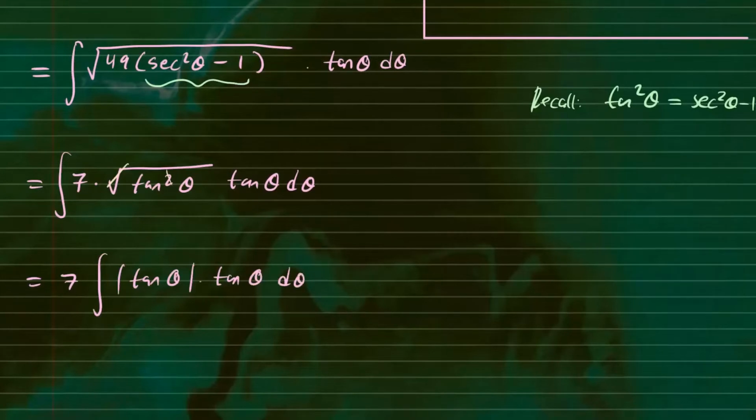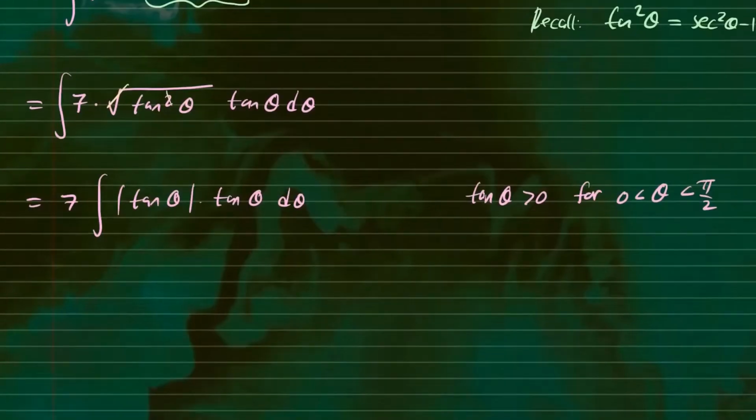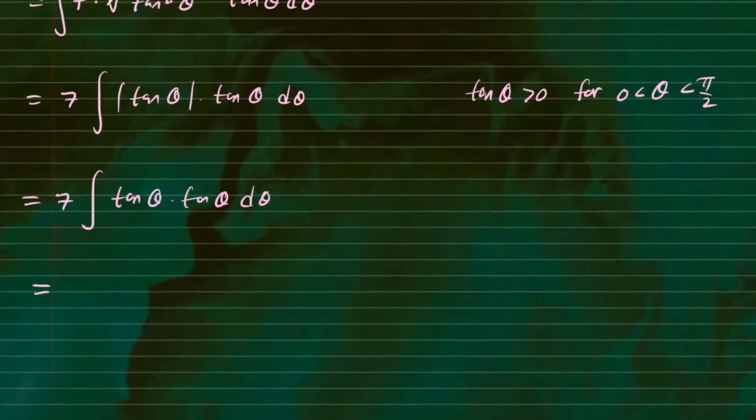Now here, we're going to remember that tangent theta is positive for theta within the boundary 0 to pi over 2. That's the restriction we came up with at the beginning of the substitution. Because of that, I can drop the absolute value around tangent. So this is 7 times tangent theta times tangent theta d theta, and that gives me tangent squared theta. So this is 7 times the integral of tangent squared theta d theta.